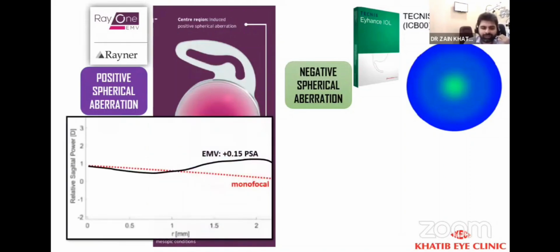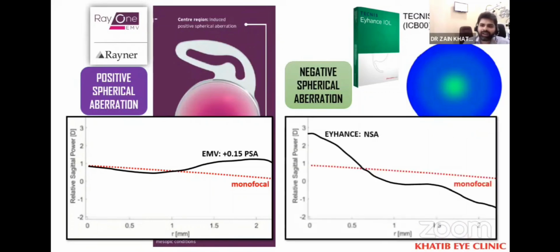If we look at the surface of the Ray 1 lens, from the center to the 2 mm zone, you can see a monofocal lens in the red dotted line should be straight, whereas you can see the EMV has slightly more curvature around the 1.5 to 2 mm zone. So this is plus 0.15 microns of positive spherical aberration. Similarly, if we look at the Eye-Hans lens, we see how the surface is much more curved in the central 0 to 0.5 millimeter, and as it goes towards 2 millimeter, the curvature is reducing quite significantly. So the curvature changes on the Eye-Hans are much more defined than what we are seeing on the EMV.